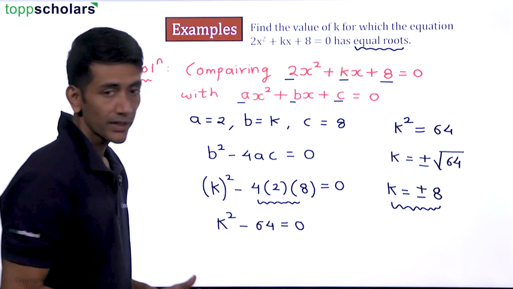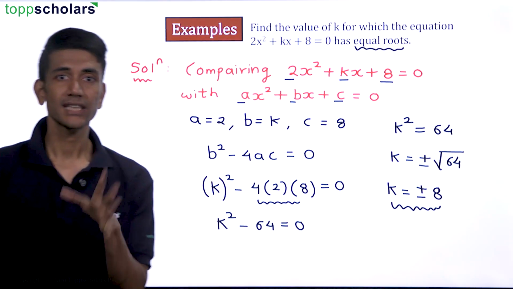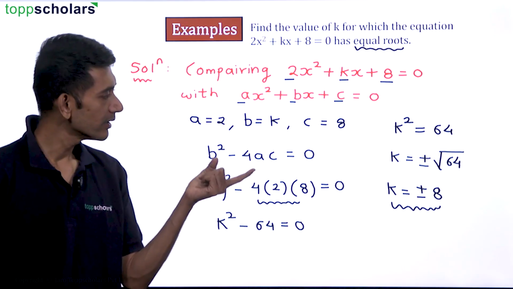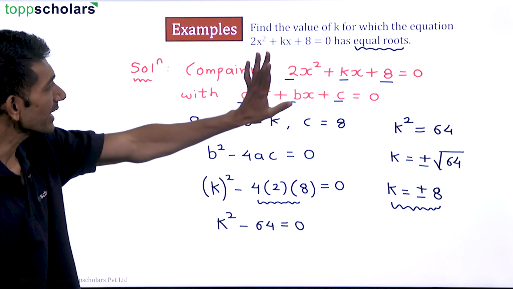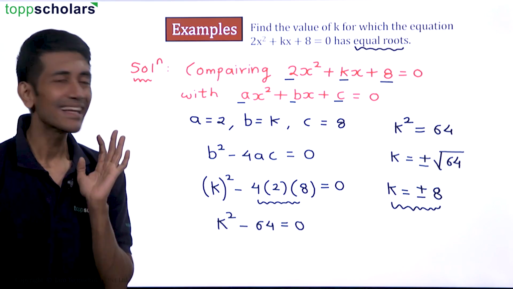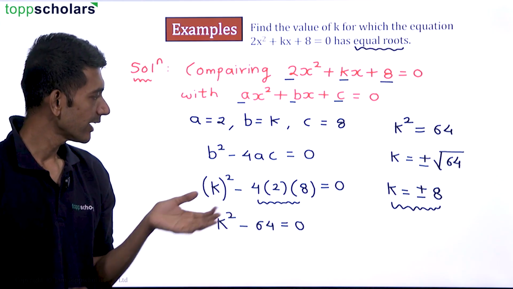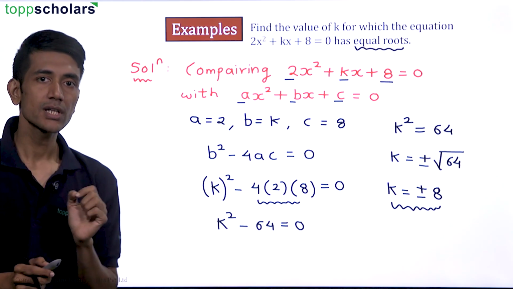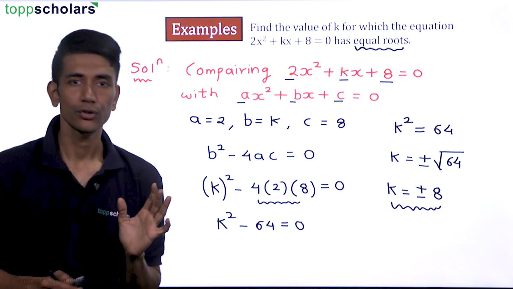To find the value of k, such type of questions are very important. Such type of questions can be asked in the exam. The value of k is plus or minus 8, provided the roots of the quadratic equation are real. I hope you are understanding this. And what is the condition that we used? We used the condition of b² - 4ac is equal to 0.